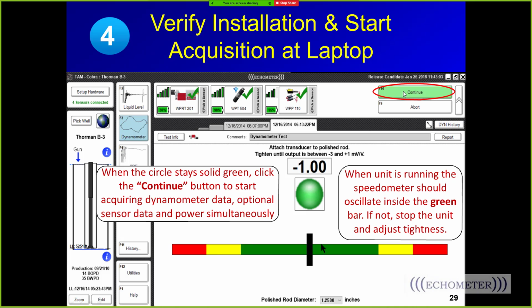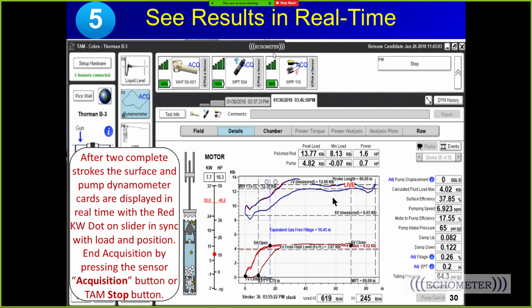And we said, okay, we want to adjust the polish rod transducer so it's properly tightened on the polish rod. And once this bar gets in this green area, we can go ahead and click continue. The PRT is properly tightened for a dynamometer test. And this is the Thorman well, and they usually run that well pretty severely pumped off, so I can usually recognize that dynamometer card.